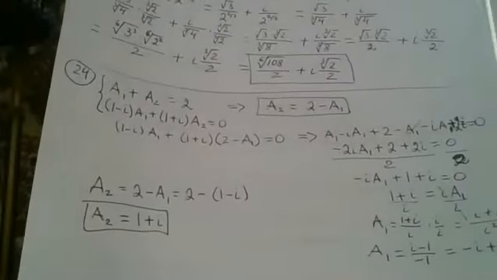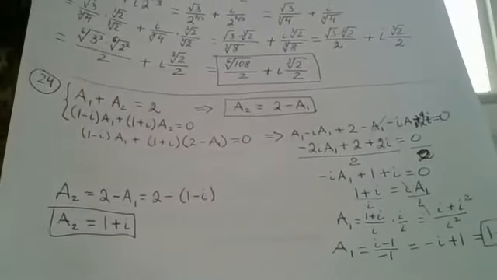And now I have this box for A2. I'm going to use this. I'm doing this on the other side. So it will be 2 minus A1, which is 2 minus 1 minus i. So which means A2 will be equal 2 minus 1, which is 1, minus negative i will be plus i. And voila, this is your value for A2. I am done with this particular problem.